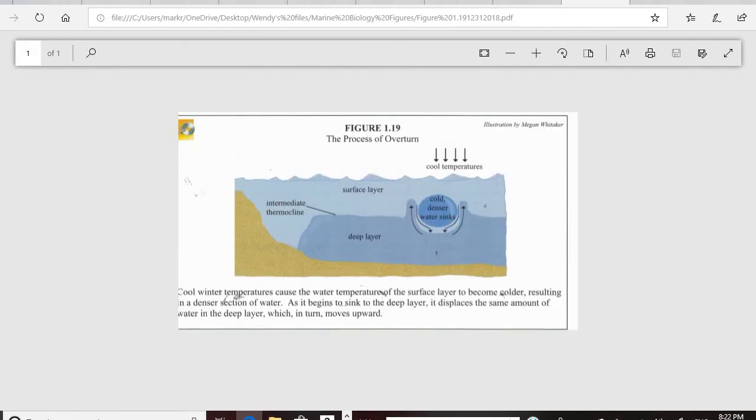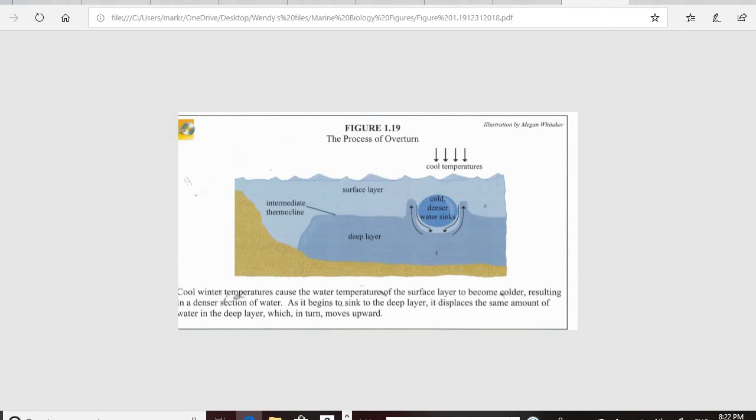Okay, so here's the surface layer. And then the intermediate layer here is called the thermocline layer, and then the deep layer. It's going to get colder and more dense as you go down, and sometimes you can get a mixing of these layers, although that doesn't usually happen. Okay, so that's it for Module 1 in Marine Biology.